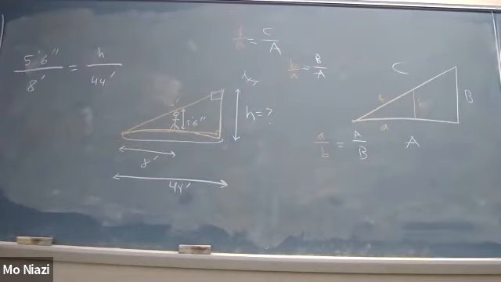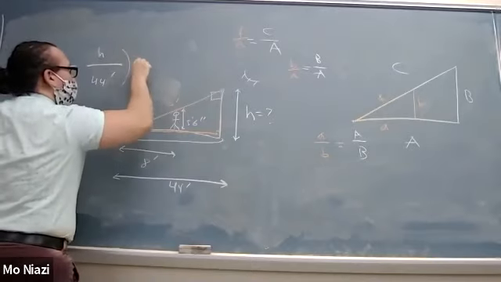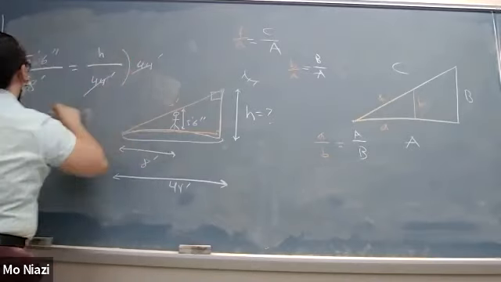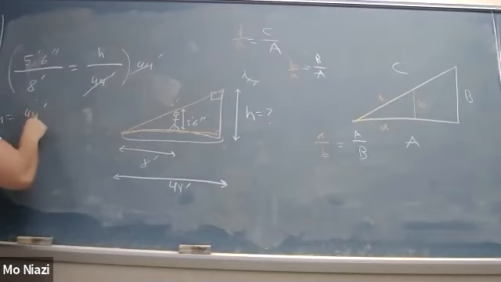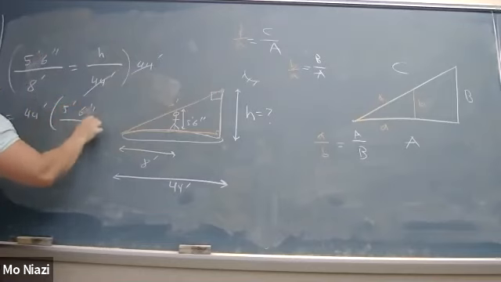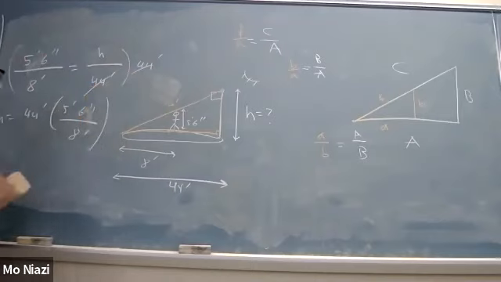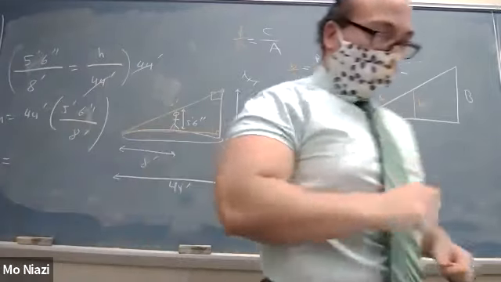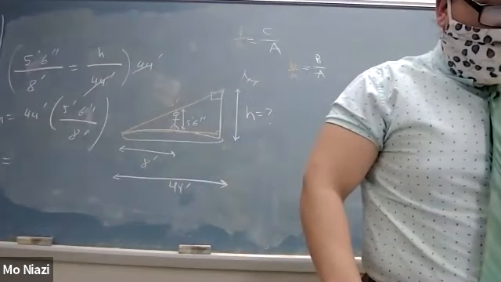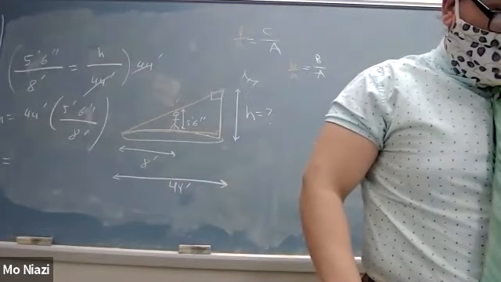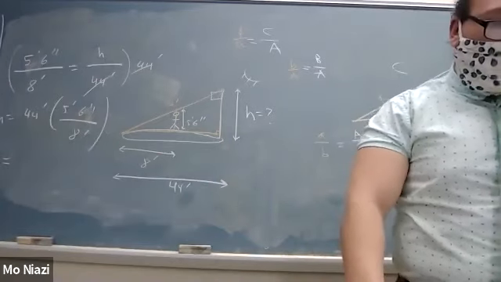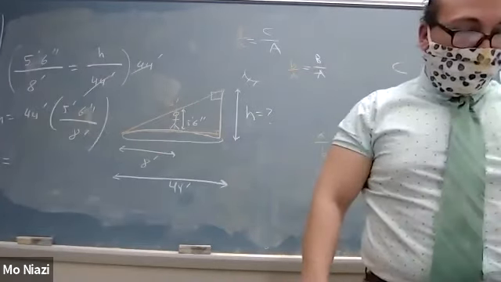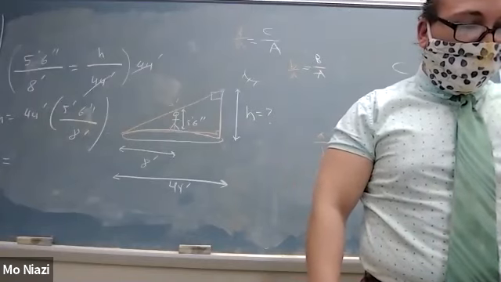How do we find h? Simply multiply both sides by 44 feet. They cancel here. And then you get h is equal to 44 feet times 5 feet 6 inches divided by 8 feet. So the height ends up equaling, when you do the appropriate conversions, 30.25 feet.